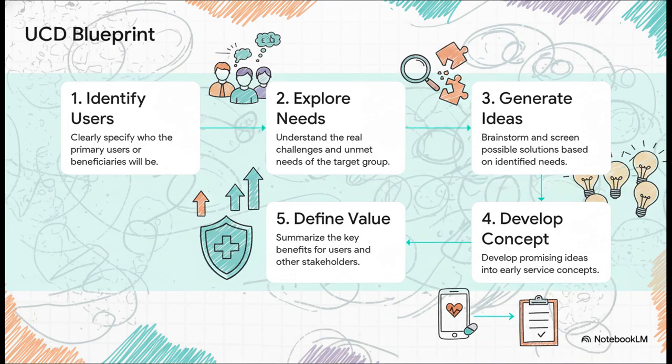And here it is, your 5-step roadmap. First, you identify your target users, and be specific, not just doctors, but ER doctors in rural hospitals. Then, you get out there and explore their real-world needs. Do interviews, watch them work, use all that amazing insight to generate a bunch of ideas, then develop the best ones into actual concepts. And finally, you wrap it all up by preparing a clear value proposition that spells out exactly how your solution makes their life better.